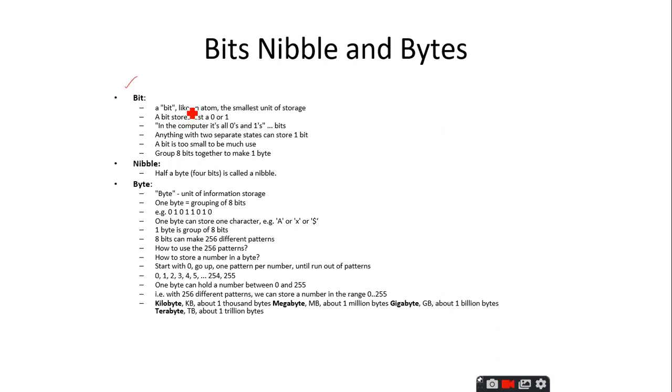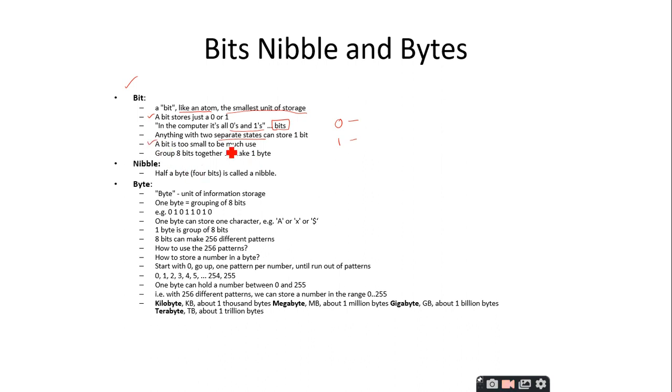So a bit is like an atom, the smallest unit of storage or memory. A bit can store either a 0 or 1. In computers everything is stored in zeros and ones, which are nothing but bits. Anything that has 2 separate states can be used to store a bit. You can call 0 one state and 1 another state.